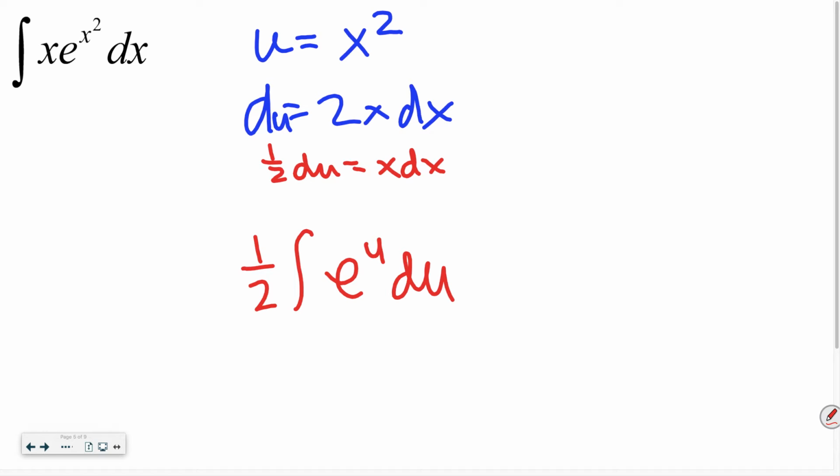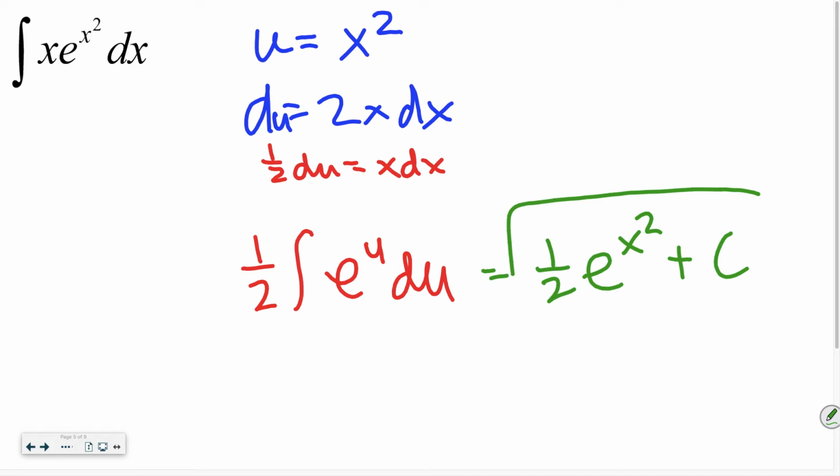So what's the antiderivative of e to the u? E to the u. I appreciate your enthusiasm. So we have 1/2 e to the u, which is x squared plus c. Very good.